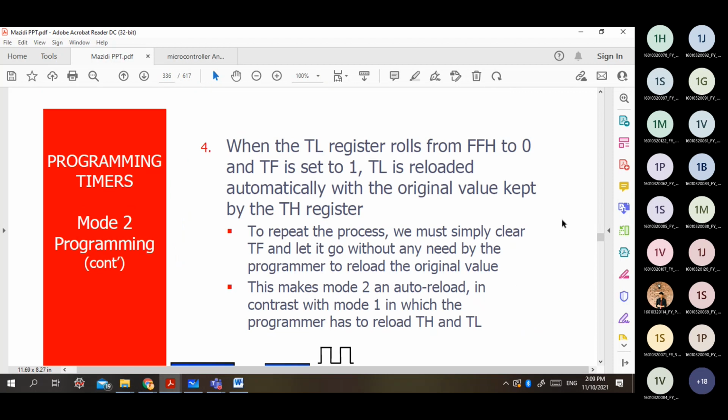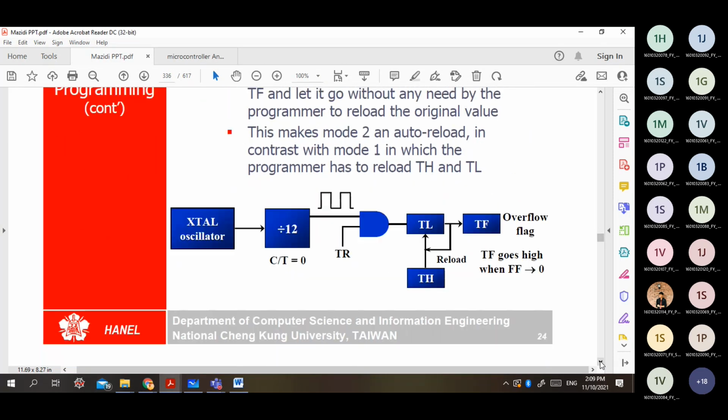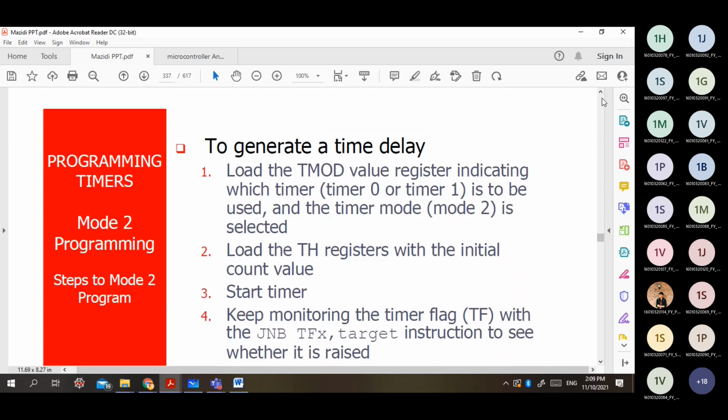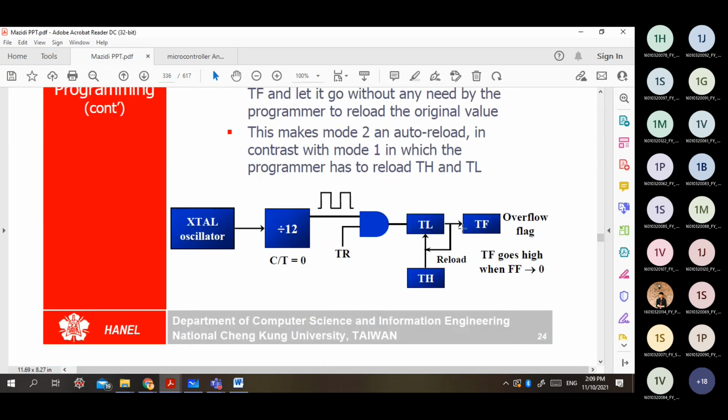I show you the diagram. It goes like this. Yeah, this is what the auto reload. ठीक है, सो मतलब जैसे TF ओवरफ्लो हो जाएगा, TF goes high, मतलब जब effective 0 TL जाएगा. ठीक है, तो once again this TH का काउंट will get loaded into TL and once again ये इंक्रीमेंट होना चलेगा. Keep in mind it won't increment from 0. ये फिर से मतलब जो काउंट है उधर से इंक्रीमेंट होगा. ठीक है, and this was the facility which was not available with any other mode.